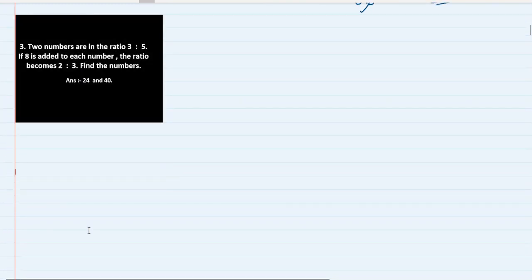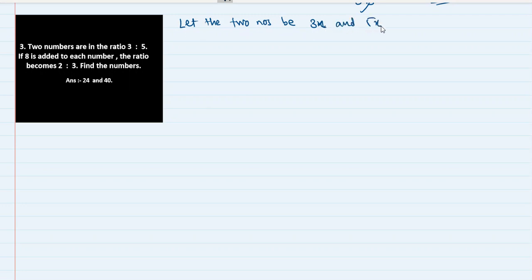Two numbers are in the ratio 3:5. If 8 is added to each number, the ratio becomes 2:3. Find the numbers. Okay. Let the two numbers be 3x and 5x respectively. See, whenever they say that two numbers are in the ratio 3:5, take them as 3x and 5x. Okay.